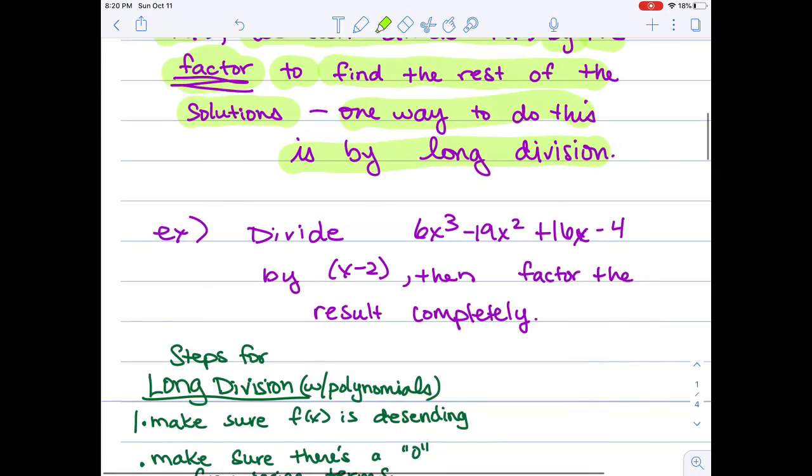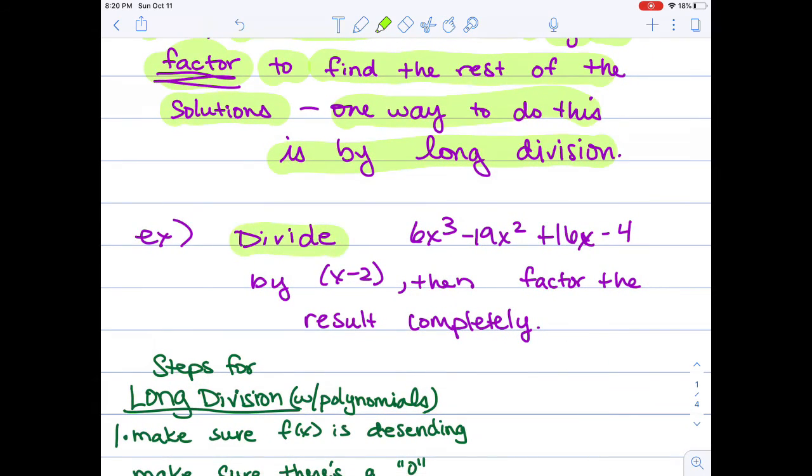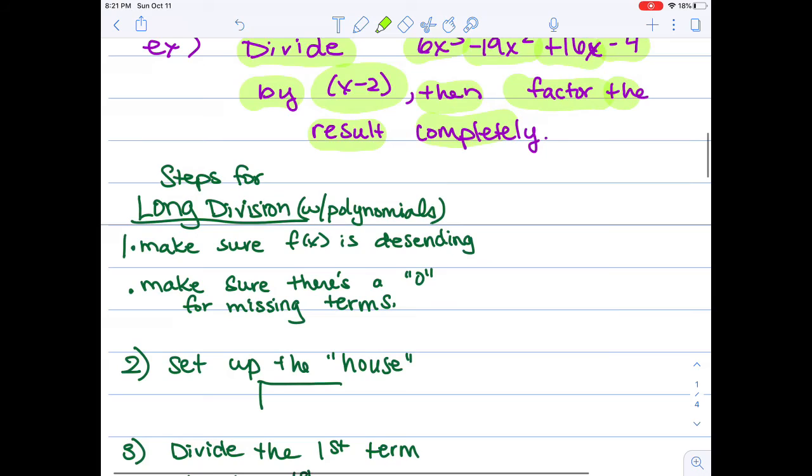So for example, we're going to divide 6x cubed minus 19x squared plus 16x minus 4 by x minus 2. Remember, that would be a solution of x equals 2, but as a factor, we write that as x minus 2. Then we're going to factor the result completely. So here are our steps for long division.